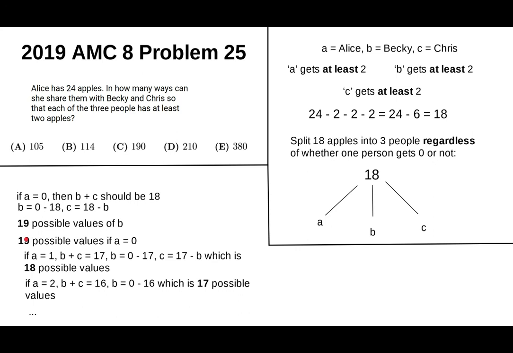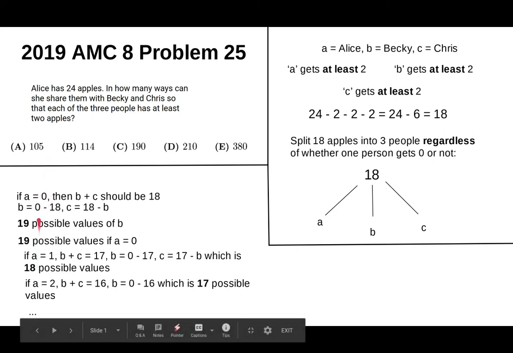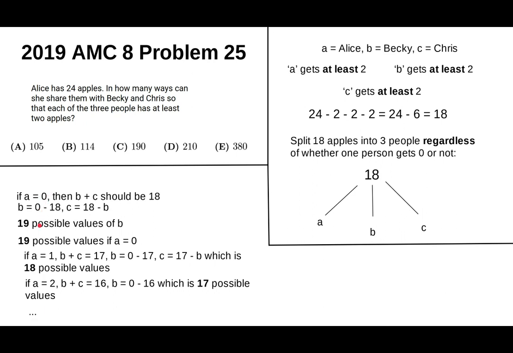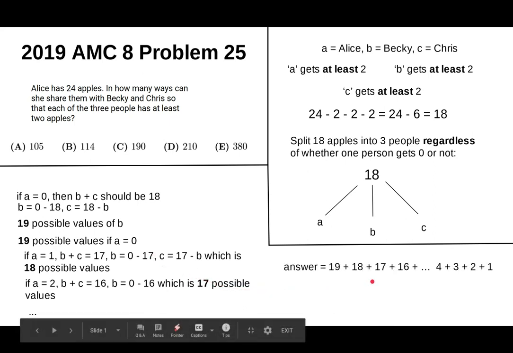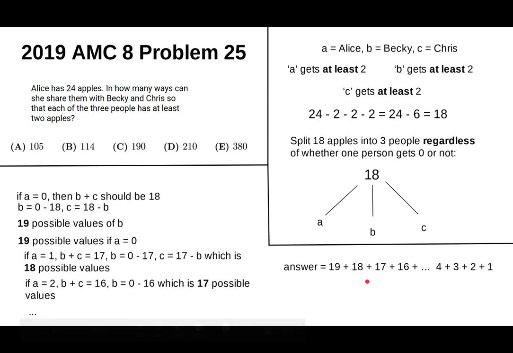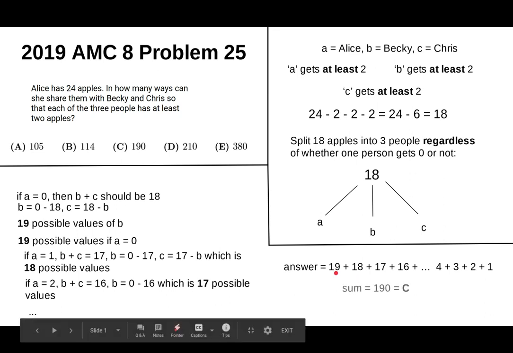So the total number of possible values from A equal to 0 through 18 is just 19 plus 18 plus 17 plus 16 all the way until 1. We only need to worry about A because, as I told you, if we define A, then we can figure out the number of possible values of B, and from that we can figure out the total number of possible values if A is equal to that number. So now we've simplified this to just 19 plus 18 plus 17 plus 16 all the way until 1. Now if we compute this sum, we get 190, which is equal to option C.